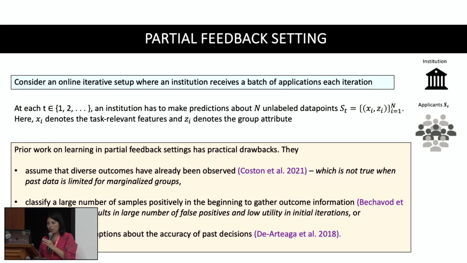Another line of work would classify a large number of samples positively right at the start to basically learn more. So basically do a big round of data collection at the beginning, which does inform future rounds. That might be a good step in terms of learning, but that might not be cost effective. That would be something like granting a whole batch of applicants a loan and then using that information to learn from there, which may or may not be something that a company would be willing to do. Or, similarly to the first point, they might rely on strong assumptions on the accuracy of past decisions. So none of these things are generally true for the types of applications that we care about.